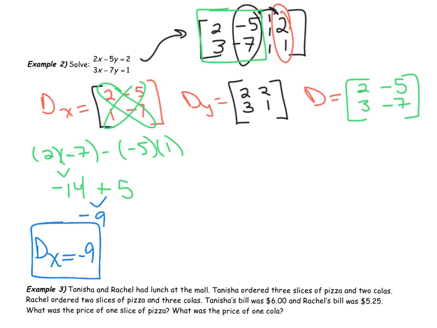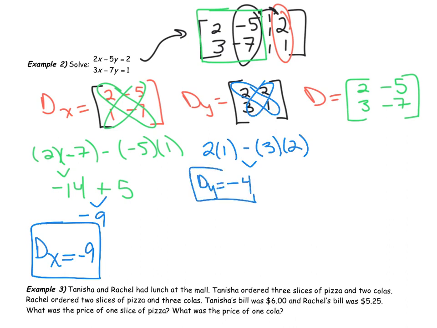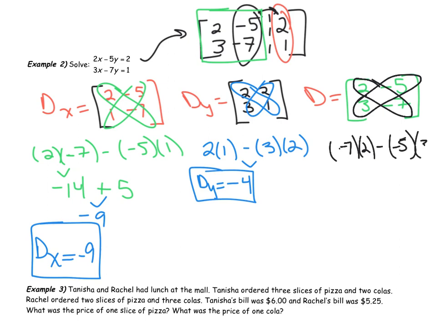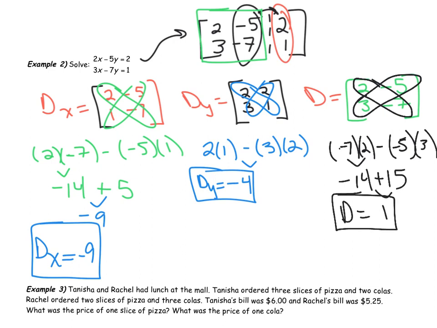Okay, let's find the determinant for dy. Again, multiply the diagonals. So I have 2 times 1 minus 3 times 2. 2 minus 6 is negative 4. So dy is equal to negative 4. And now the determinant for regular d is we have 2 times negative 7 minus negative 5 times 3. So negative 7 times 2 minus negative 5 times 3. We have negative 14 plus 15, which is 1. So the determinant is 1 for matrix D.